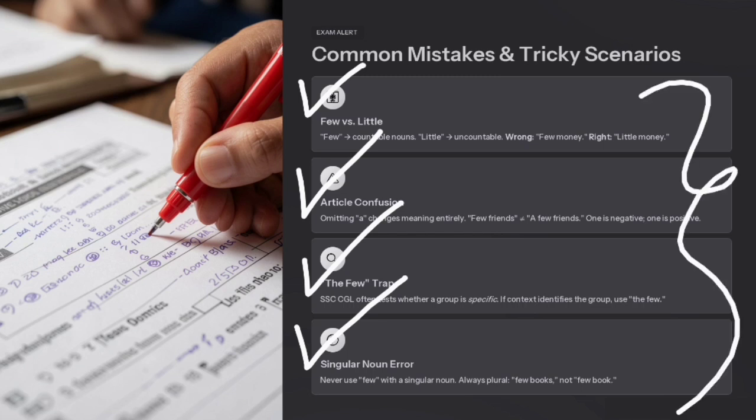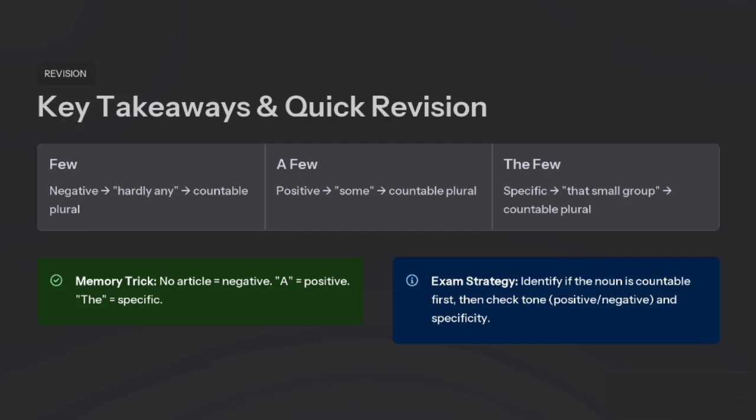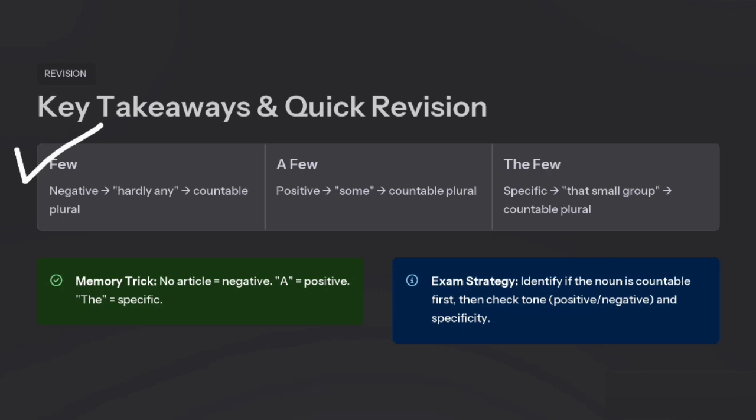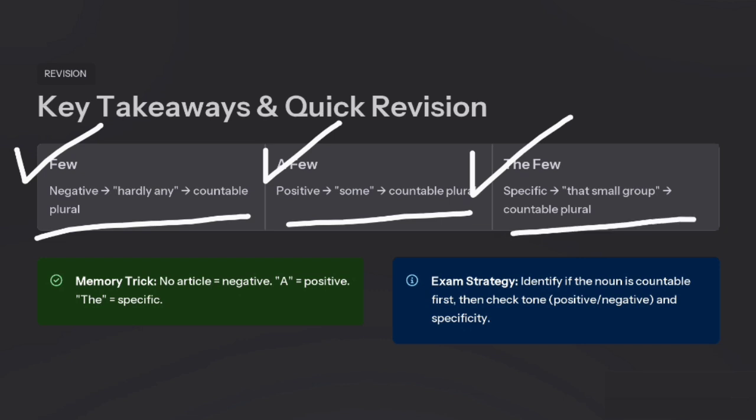So this is the main thing we should understand about their usage. If you don't understand, then it becomes quite tricky for you. So next, we shall go through a quick revision to understand their usage. First, few, not a few. Few means negative connotation, hardly any, and we should use a countable plural noun with it. Then a few, which is positive. It's also a small amount like some, but it gives us positivity, and we should use it with a countable plural noun just like few. And then the few, it's specific. A small group of people, a specific amount of information. It should be specific, and we should use the few also with countable plural nouns, just like few and a few.